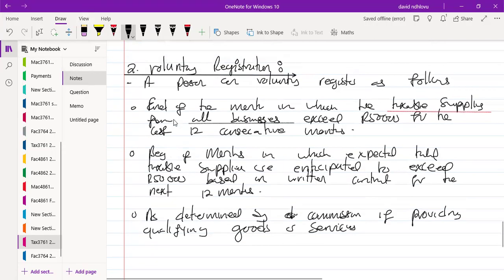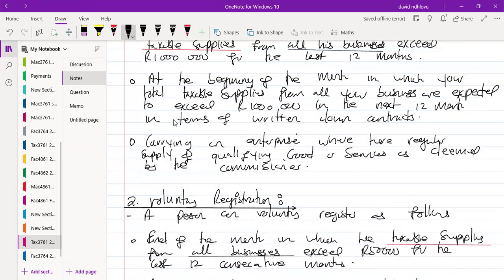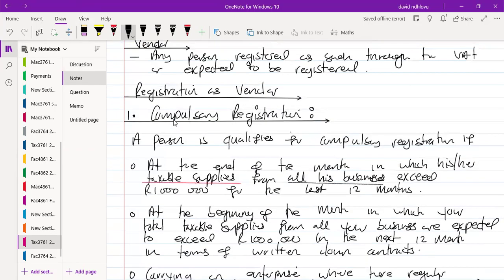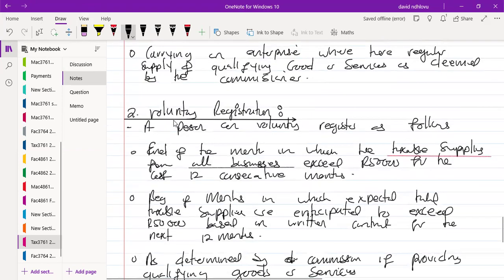This must be on your fingertips. It has been asked before in tests or in exams, where you are asked to highlight how an entity can register for VAT, maybe for 8 marks or thereabout. Then you explain compulsory registration. You also explain voluntary registration. Remember that's the third requirement for an entity to be registered for VAT purposes.